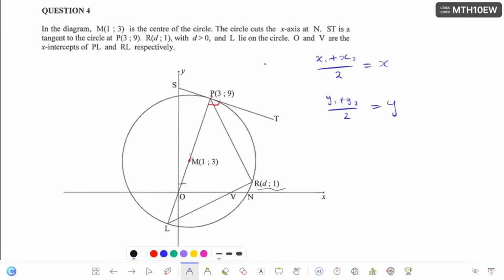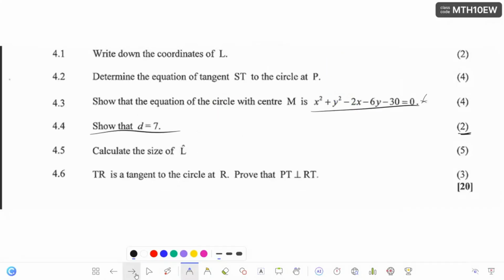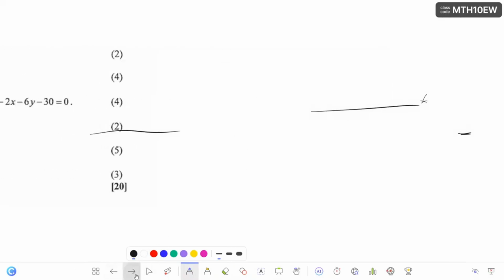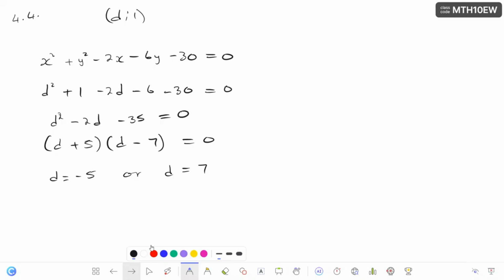Since this side is the positive side, x has to be positive. So we need to check here. Negative 5 is not applicable. This one is not applicable. So you need to say therefore d = 7.